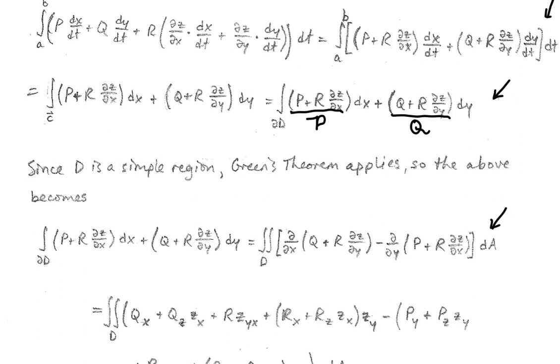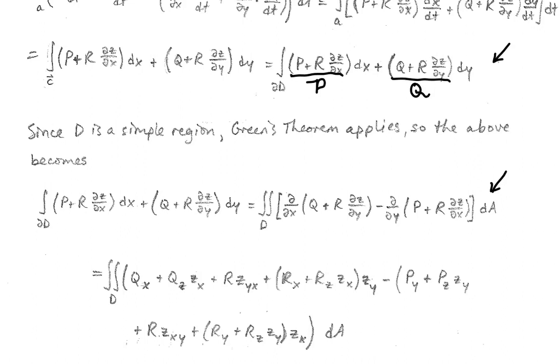We're taking the partial of q plus r times partial of z with respect to y. We're taking the partial of that thing with respect to x, and then we are subtracting from that the partial of p plus r times partial of z with respect to x, the partial of that with respect to y. So now we have some partials to calculate. We have some product rules to work with here, and we're going to see what this turns out to be.